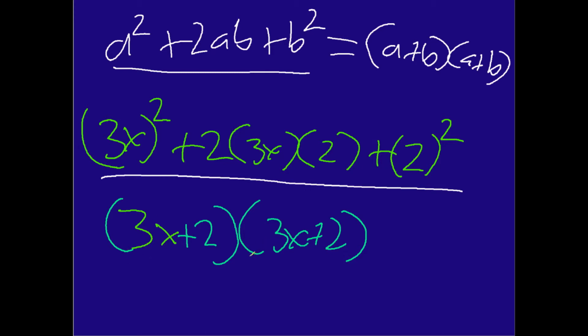3x times 3x is 9x squared. 2 times 3x is 6x. 2 times 3x is 6x, so that's 12x. And then 2 times 2 is 4. It's right there. It's very obvious.